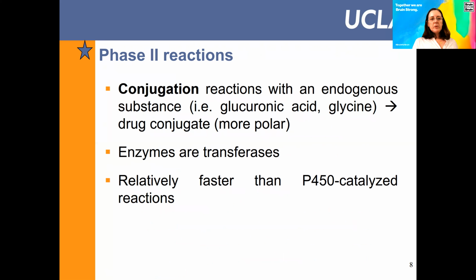So we talked about phase one reactions, and then you have phase two reactions. Those phase two reactions are called conjugation reactions, a conjugation with an endogenous substance like glucuronic acid or glycine. That substance is added to the drug and makes a drug conjugate that is more polar and is going to be excreted faster through the kidney. Those enzymes are called transferases, and they are relatively faster than the P450 catalyzed reactions.